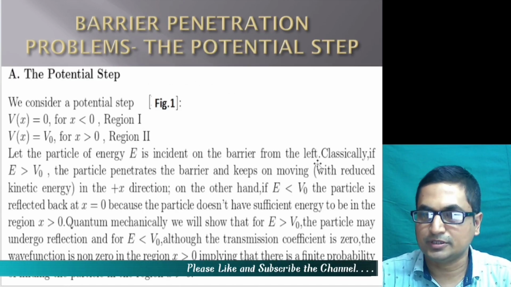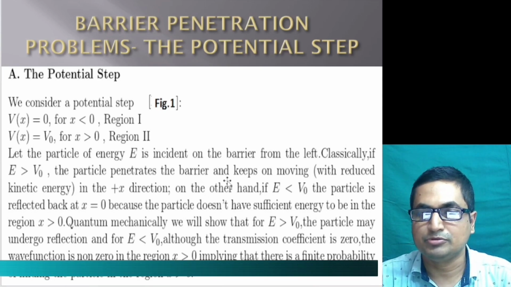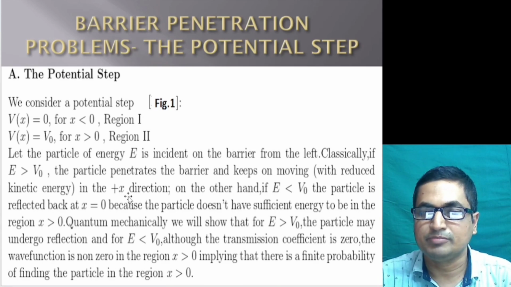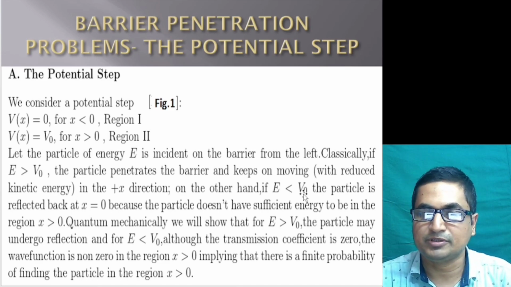Now coming back to the classical context, we can see that if E is greater than V0, the particle will penetrate the barrier, and with reduced kinetic energy, it will keep moving in the plus x direction. On the other hand, if E is less than V0, the particle will be reflected because it does not have sufficient energy to cross the barrier. But in the quantum context, the situation is something different.